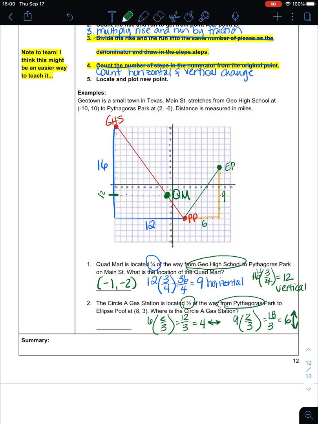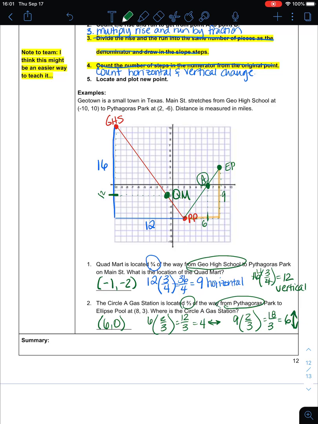So I'm going to start at Pythagoras Park, and it doesn't matter whether you count up or over first, but so that I can stay on the lines, the orange lines, I'm going to go over 4. 1, 2, 3, 4. So there's 4. And then I'm going to go up 6. 1, 2, 3, 4, 5, 6. So that is where the Circle A gas station is. It is at 6, 0.